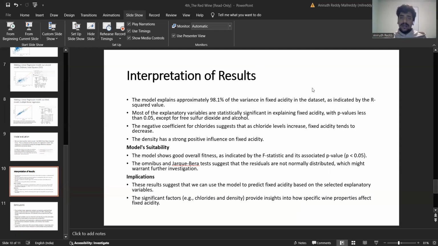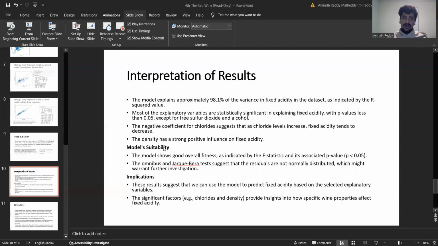Most of the explanatory variables are statistically significant in explaining fixed acidity with p-values less than 0.05, except for the sugar, sulfur dioxide, and alcohol. Here, the negative coefficient of chloride suggests that as chloride levels increase, fixed acidity tends to decrease. Then density has a strong positive influence on the fixed acidity. So these are the results, approximately 91.8% of variance in fixed acidity in the dataset.